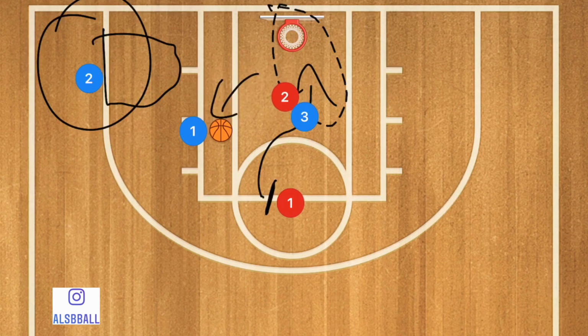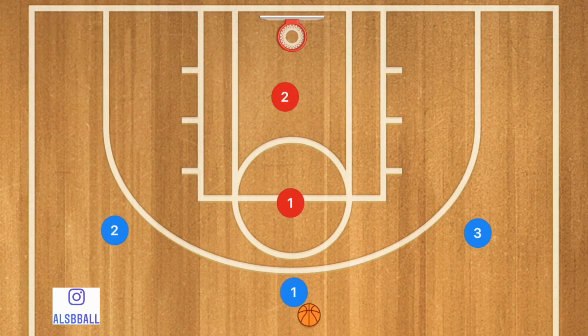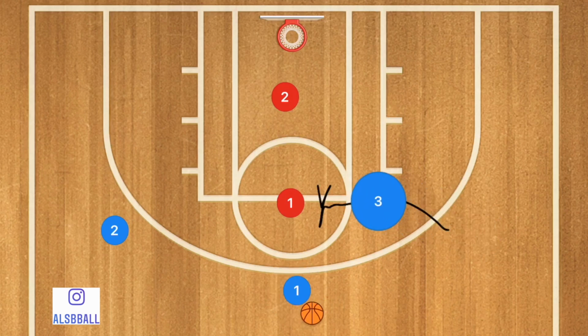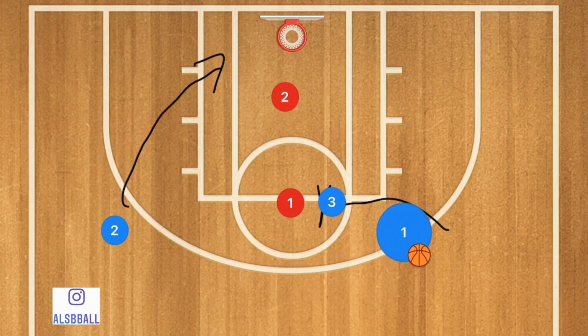Another option is if player 2 just never does play defense on player 1, he could go in for a layup himself. Now, this next play is very similar. However, what we are going to be doing is having player 3 set a screen again for player 1. Player 2 is going to be cutting towards the rim, but instead, we're going to have player 1 driving right towards the rim.